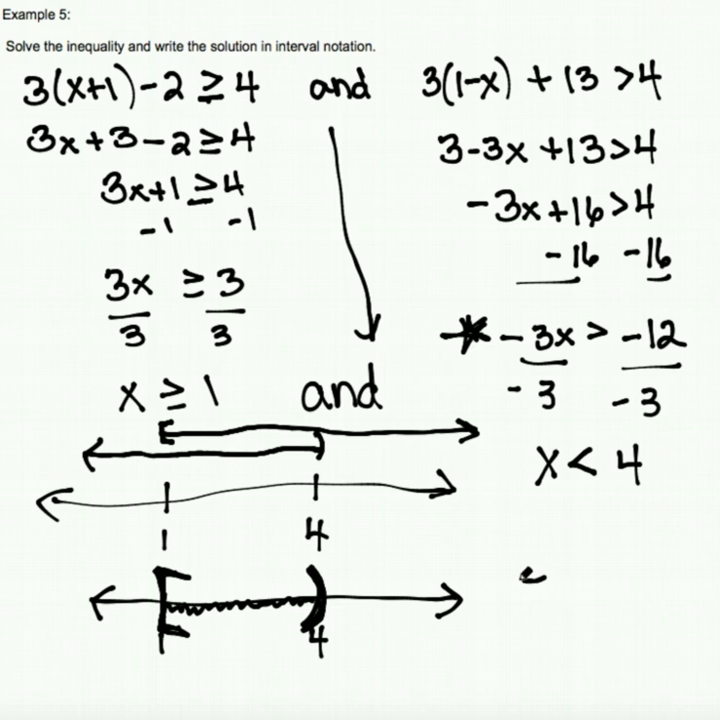So if you look at that graph, how do I write that in interval notation? Well, my solution is going to be a bracket. I'm going to include the 1, and I'm going to go up to 4, and I'm not going to include it, so I need a parenthesis. That is my solution in interval notation.